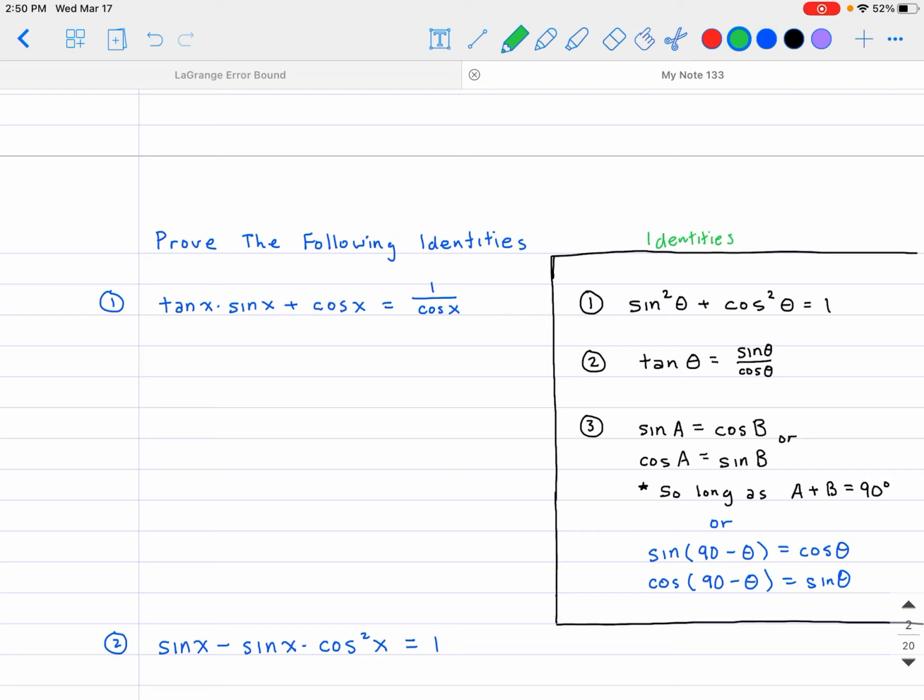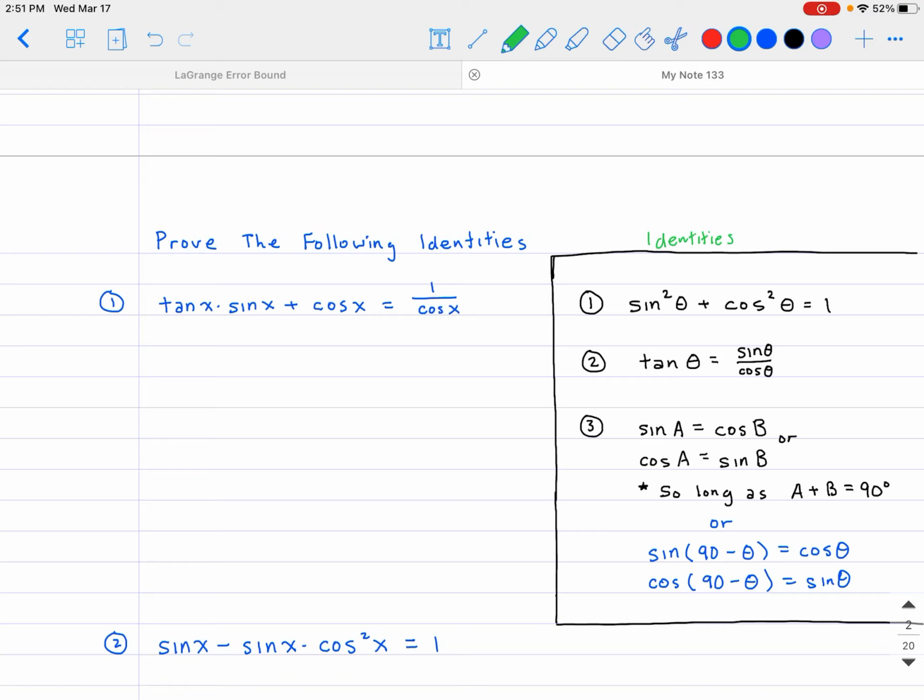With these identities, what I want to do is use them to prove new identities. In a way, it's kind of like a puzzle. You're basically given some information, and I want to use that to prove other information, which I'm hoping is going to be true. So here in this first problem, I want to prove the following identity. Notice an identity is basically just an equation with a whole bunch of trig functions in there.